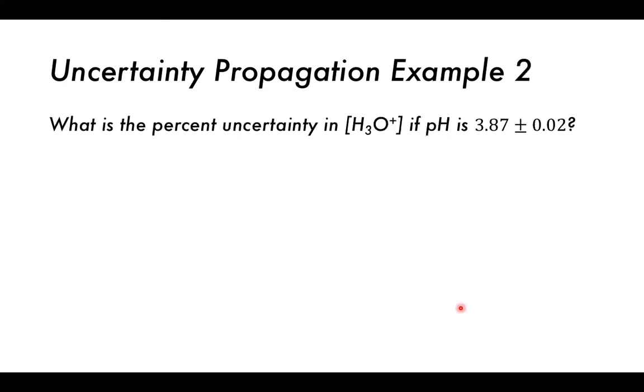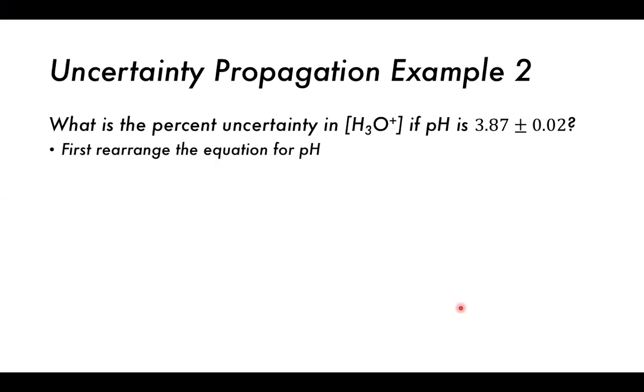Here's another example. This time we're going to be using some of those log rules that we just saw in the second part of those rules. So what is the percent uncertainty in the concentration of H3O+? We're looking at acid concentration here, if the pH is 3.87 plus or minus 0.02.